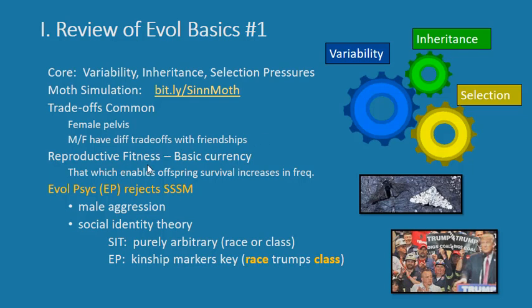We talked about reproductive fitness as the basic currency of evolution. Anything that increases the overall survival of the offspring in the long term contributes to reproductive fitness and makes it more likely that that trait will get passed on.